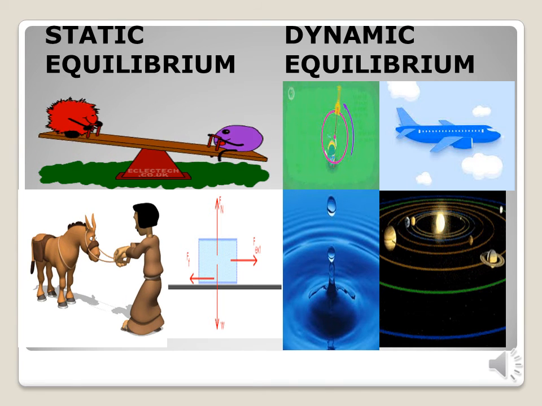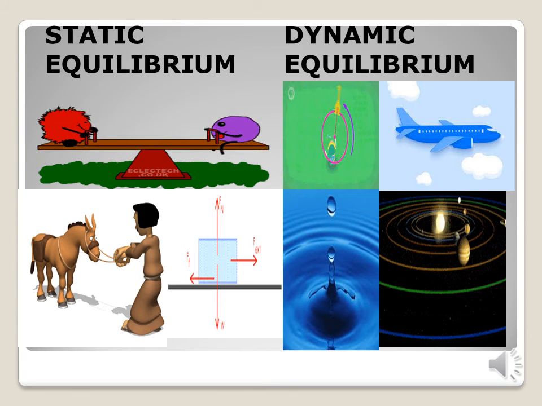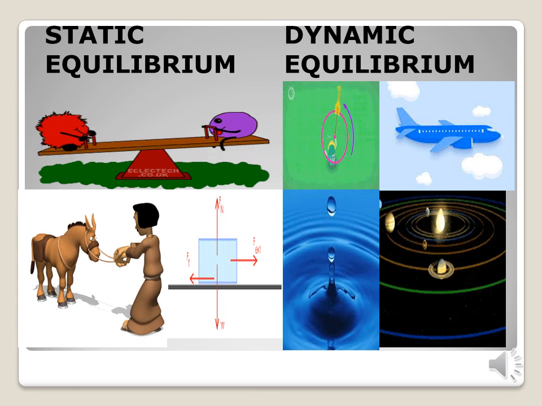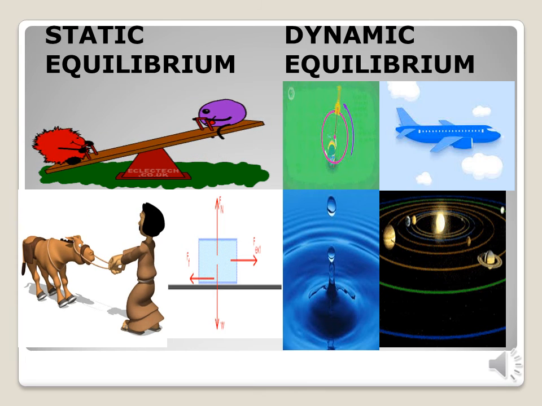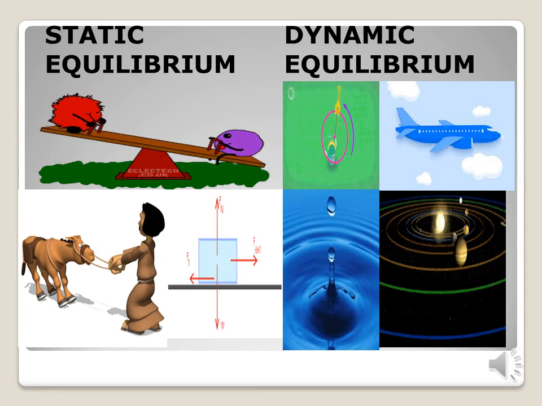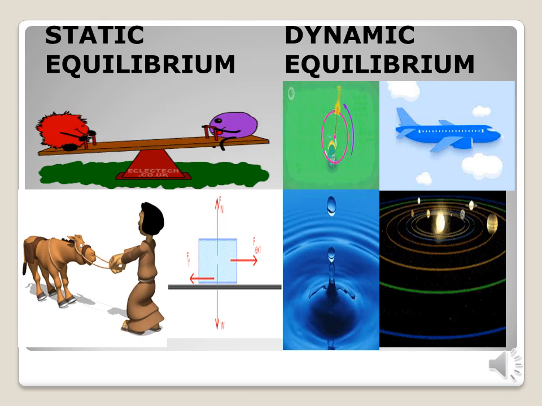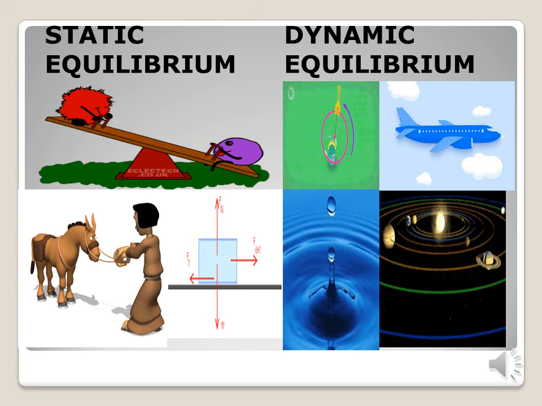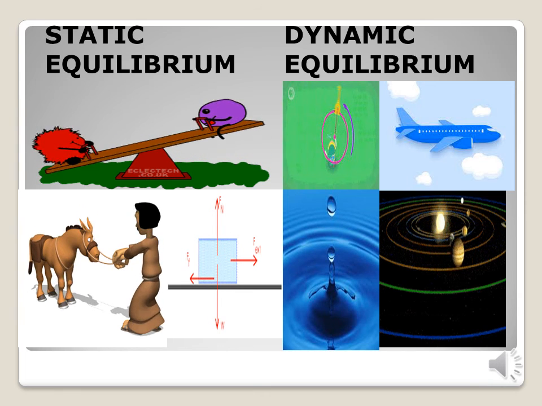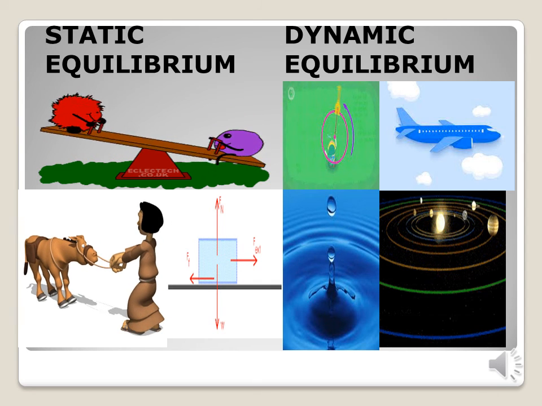Now let's see a few examples of dynamic equilibrium. If you can see here, a raindrop reaches the earth's surface with constant velocity. The weight of the falling drop is balanced by the sum of the buoyant force and the force due to friction, that is, due to the viscosity of air. Thus, the net force on the drop is zero, so it falls down with constant velocity. An aeroplane moves at a constant height when the upward lift on it balances its weight downwards.